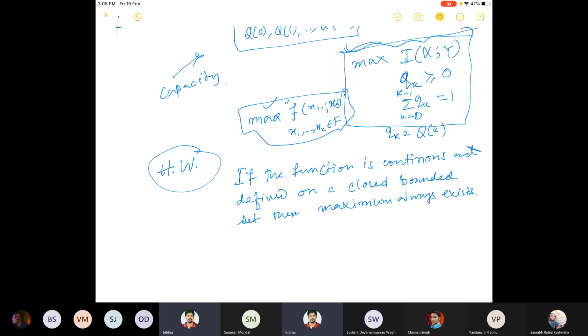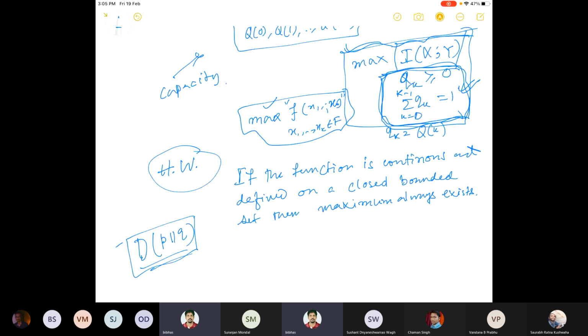So you have to show that this function here, a function in terms of q1, q2, up to qk minus 1, is a continuous function. And this is a closed and bounded set. This is simple. In fact, I already discussed this when I talked about divergence. Can anybody tell me why this set is closed and bounded?